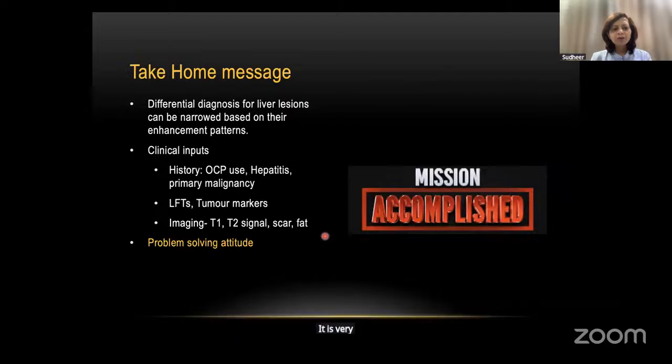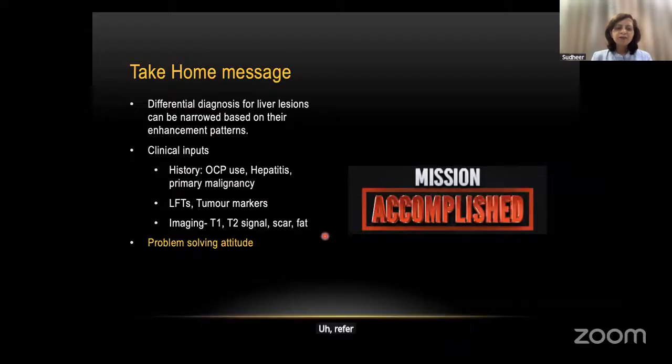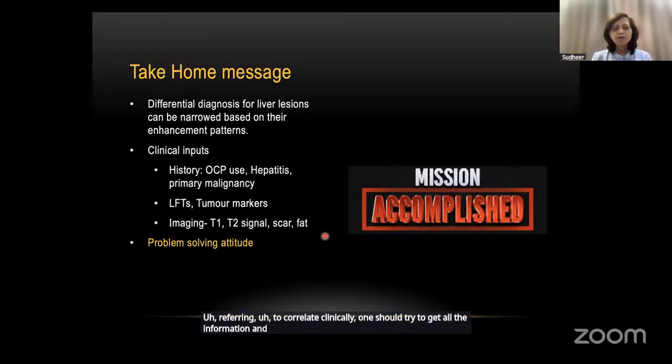It is very important to look at the clinical inputs, the history, LFTs. And besides the enhancement pattern, the other imaging markers like T1, T2 signal, scar, and fat. And above all, the most important thing is to have a problem-solving attitude rather than referring to correlate clinically. One should try to get all the information and try to solve it yourself.